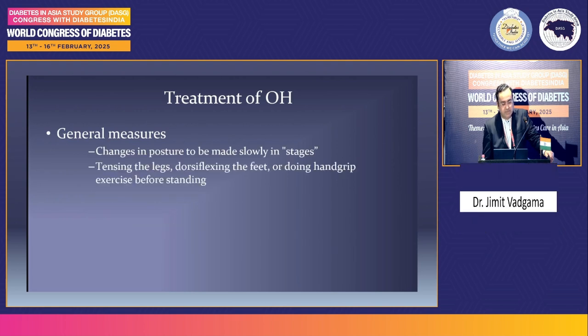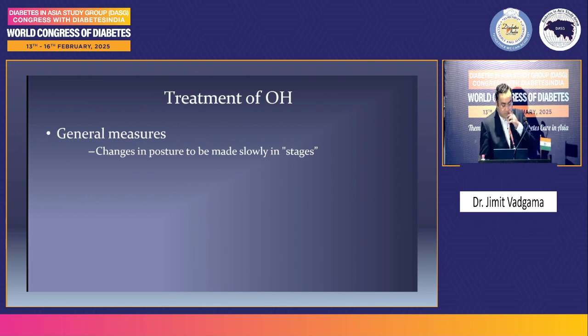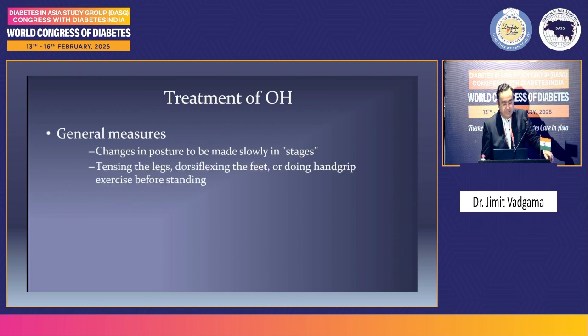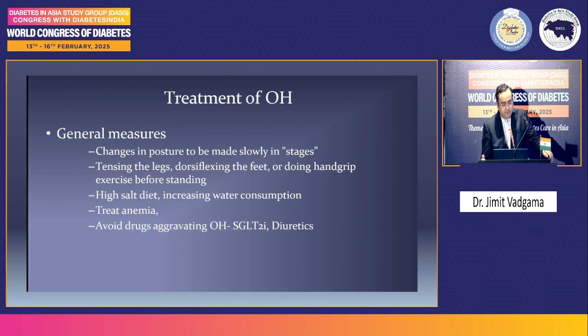Orthostatic hypotension, a very important thing. General measures work wonderfully. We need to teach our patients to change posture very slowly and in stages, tensing the legs and dorsiflexing the feet and doing some exercise before standing up, and sometimes hand grip also reduces the chances of falls. If the patient can tolerate it and the ejection fraction is proper, we can allow them a high salt diet and water consumption also. We need to treat anemia also.